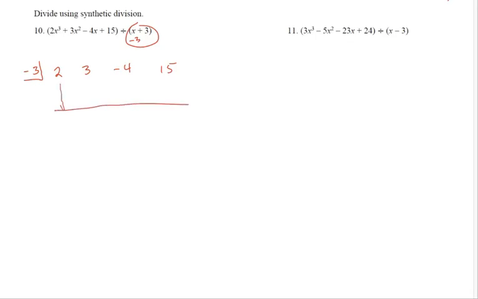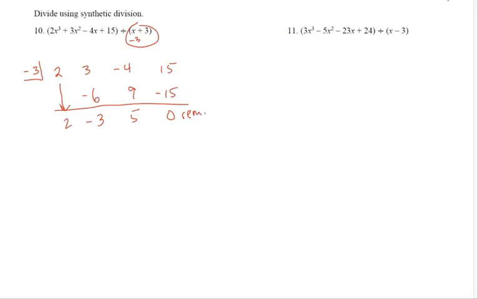So you start by bringing this first number down, and then numbers that appear below the line will multiply times this special number in the house. So 2 times -3 is -6. And with synthetic division, you got to switch. Now you're going to be adding. So 3 plus -6 is -3. Multiply again. -3 times -3 is 9. -4 plus 9 is 5. And now multiply again. 5 times -3 is -15. So this last column is the remainder column.